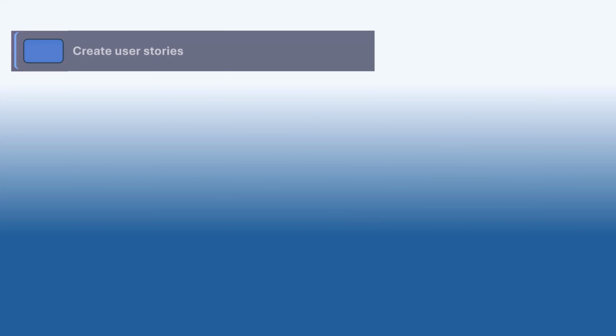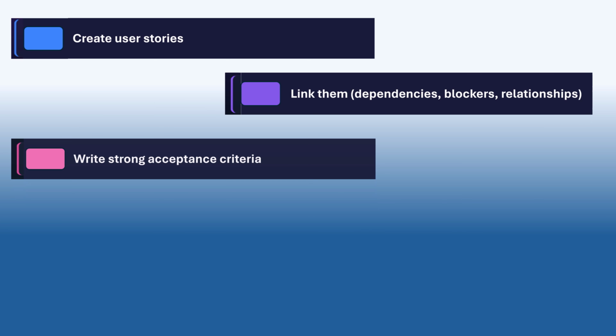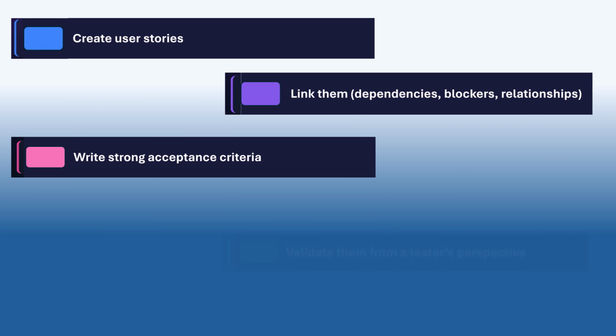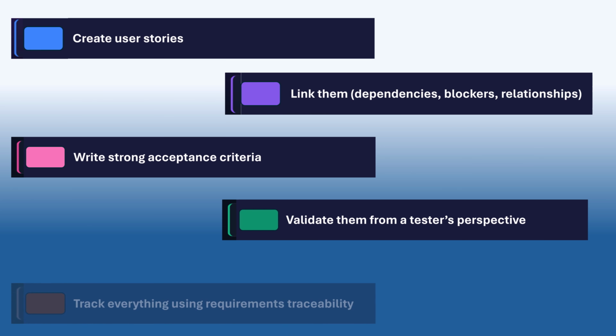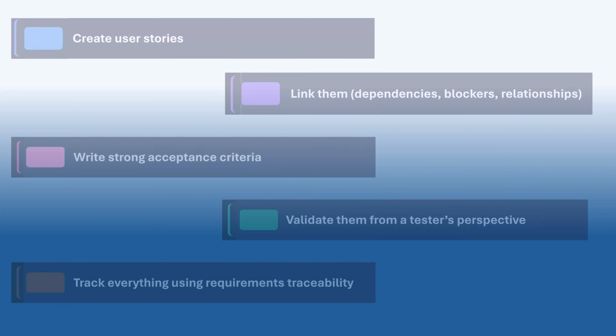In today's video, we are going to learn how to create user stories and link them, that is to study the dependencies, the blockers, and the relationships, and write strong acceptance criteria, validate the user stories from a tester perspective, and track everything using requirement traceability. And the best part is that we will do this using Jira free cloud setup. So before jumping in, let's understand the different deployment options of Jira.